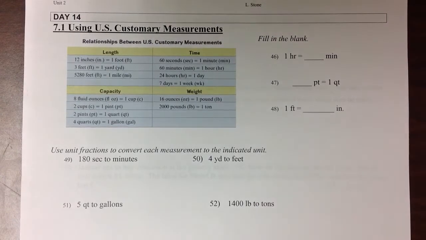Today we're going to be talking about the system of measurement that is used here in the United States, called the U.S. Customary Measurement System, and also talking about how we can convert back and forth between U.S. customary and metric units. So first, let's talk about the units used for measurement in the U.S. customary system.